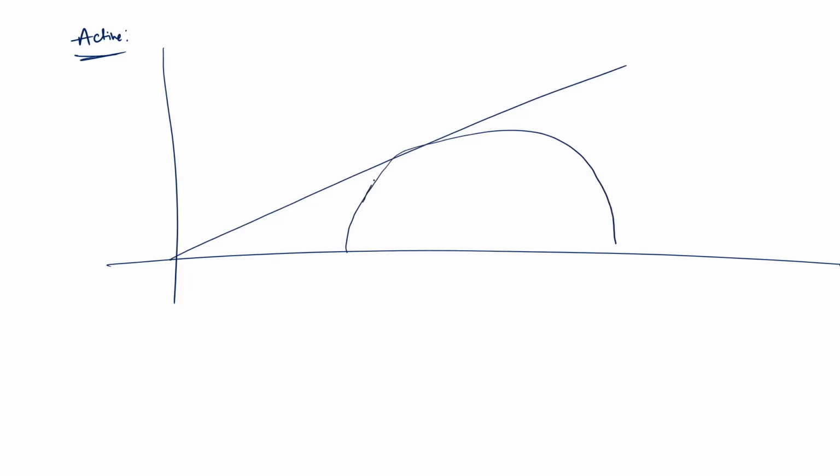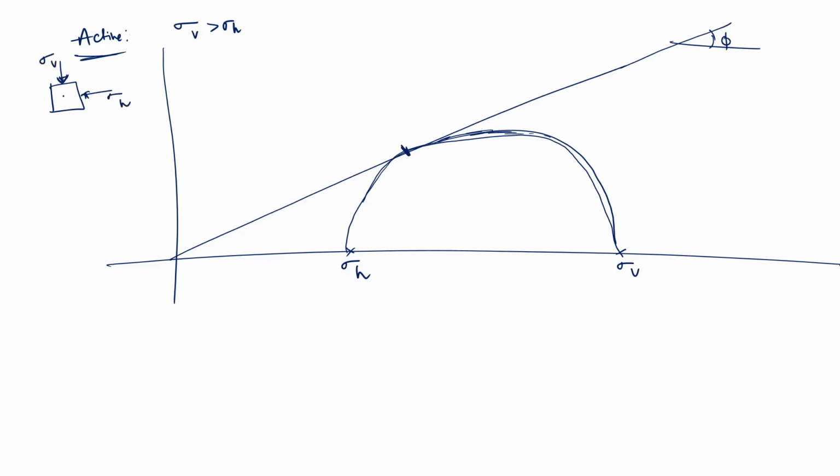Sorry for the bad diagram, okay. In active condition, we know sigma v is greater than sigma h, so this should be sigma v and this should be sigma h, and this is phi, okay, this is phi. Now this is the circle, okay. Now where is sigma h acting? Sigma h is acting on the vertical plane, sigma v is acting on the horizontal plane.